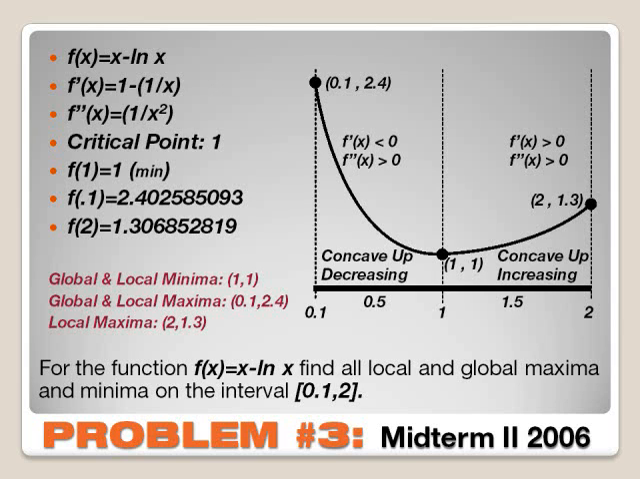At endpoint 0.1, 2.4, we have a global and a local maxima. At critical point 1, 1, we have a global and a local minima. And at endpoint 2, 1.3, we have a local maxima.